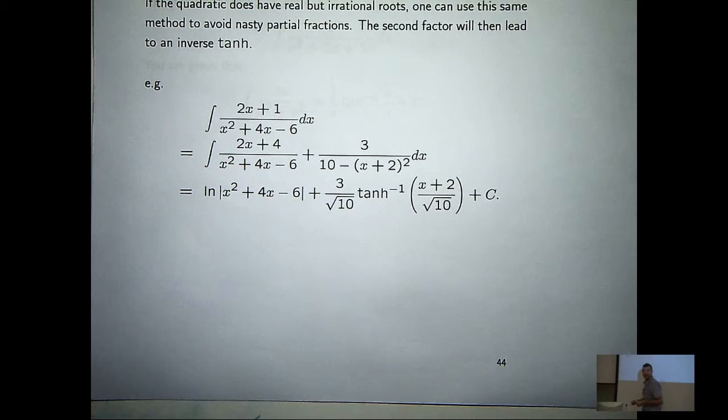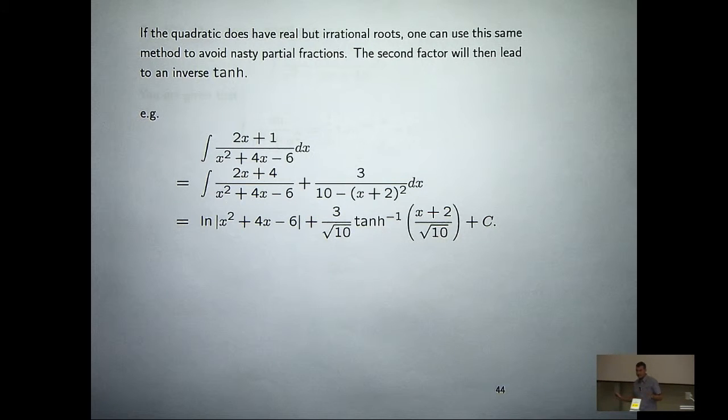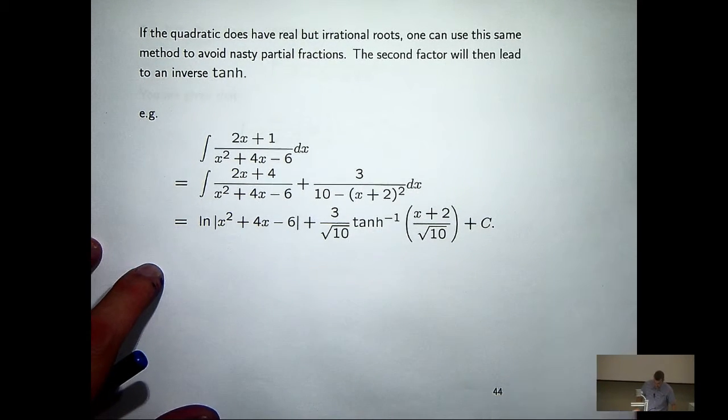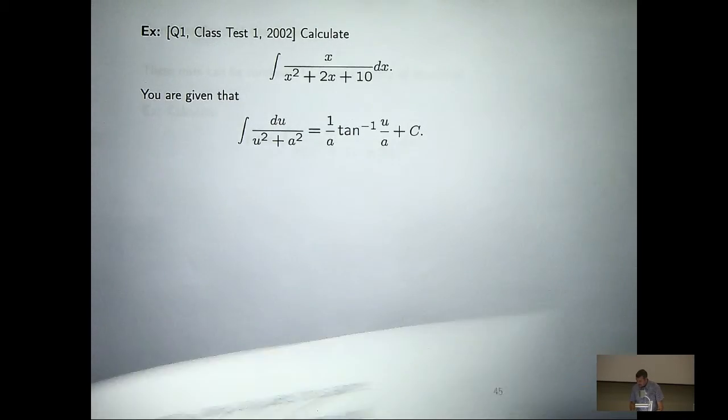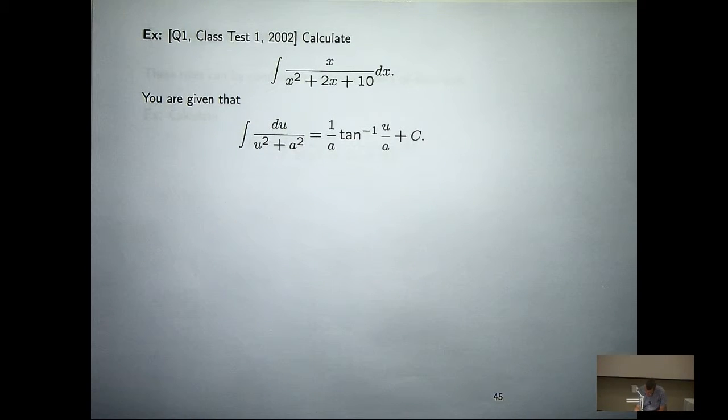Now, there are other ways of doing these questions, but I'm not really going to concentrate on this. You can use an inverse hyperbolic tan, but I'm not going to concentrate on that. So let's look at an example from a class test.